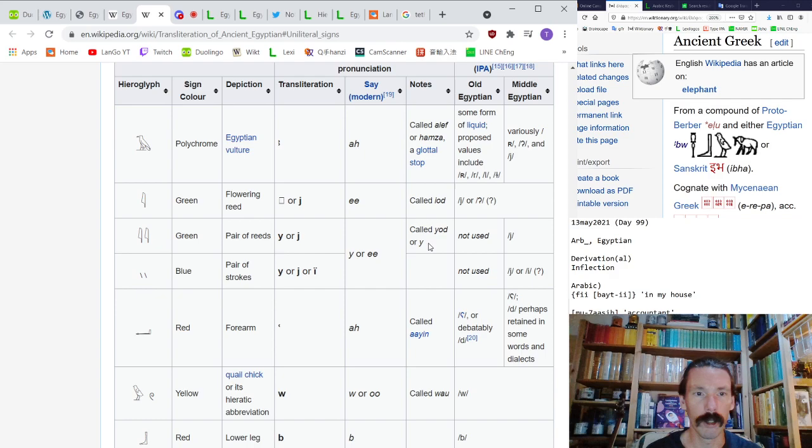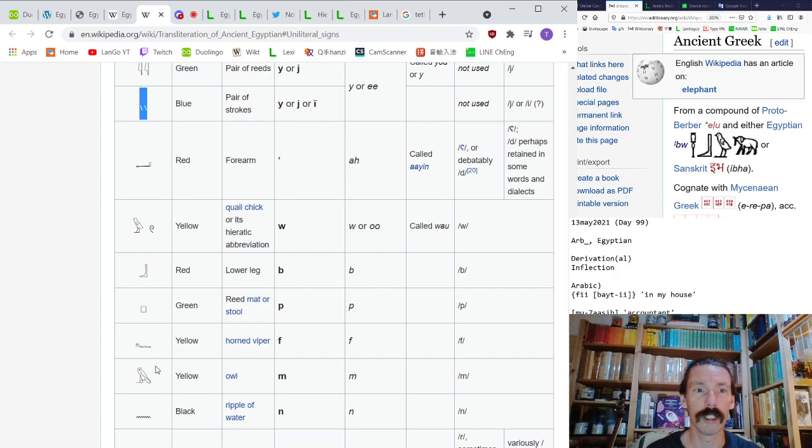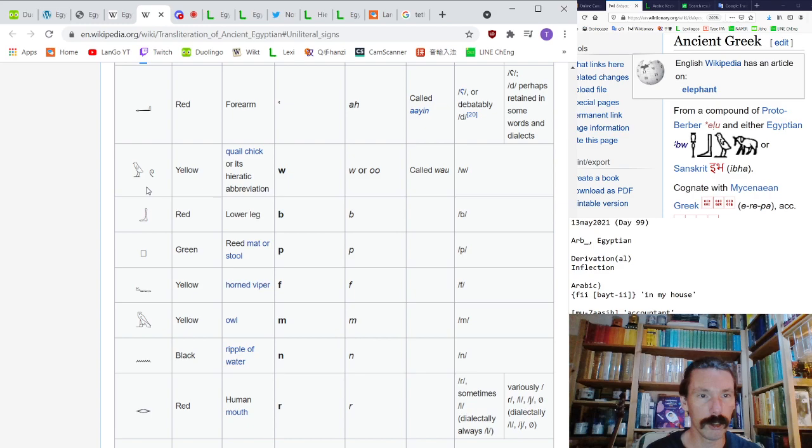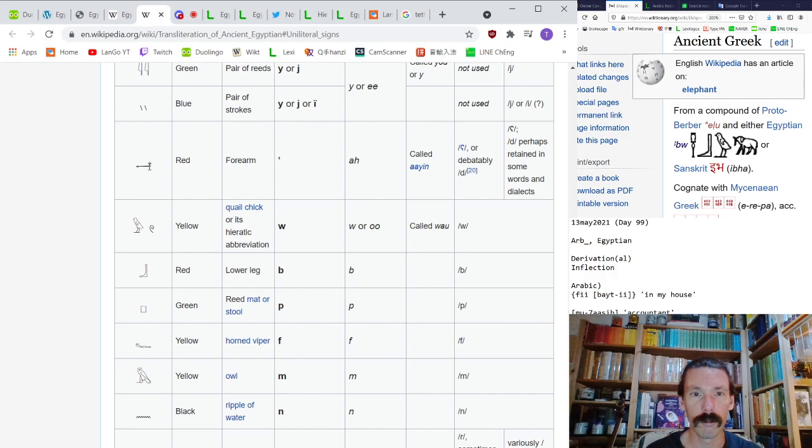Blue pair of strokes. Is that a label? I know it looks like a feather, but it's called a reed. Reed, thank you. So it's a plant. Yes, so you shall read it as reed. Okay, got it. It's a very birdie script otherwise, but not this. Red forearm for the ayin, yeah. And look at that. Wow.